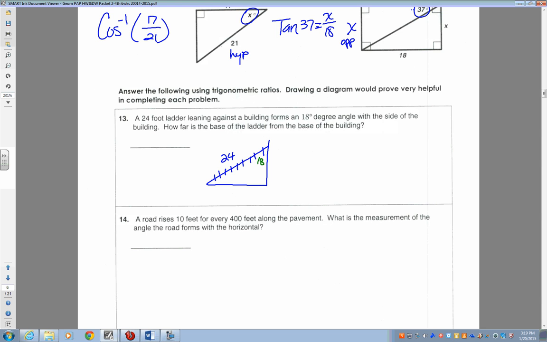Okay? How far is the base of the ladder from the base of the building? So, okay, but what distance are they trying to find? The base. The base would be here, right? Does everyone agree? This would be the base of the building. So this is my unknown. All right. So angle, opposite, hypotenuse. Yes, we're using sine. So we have the sine of 18 degrees equals the opposite over hypotenuse.